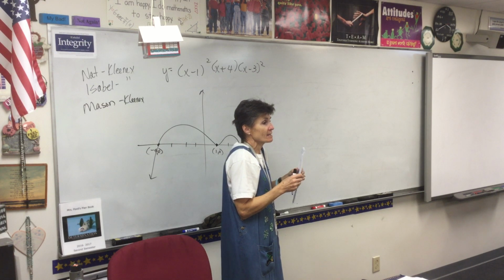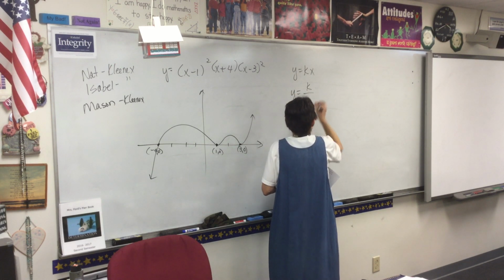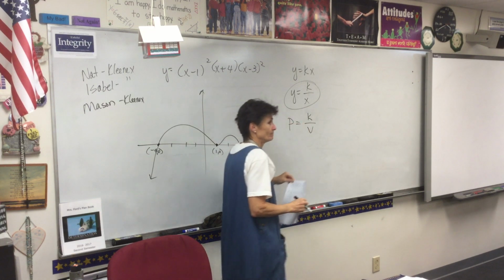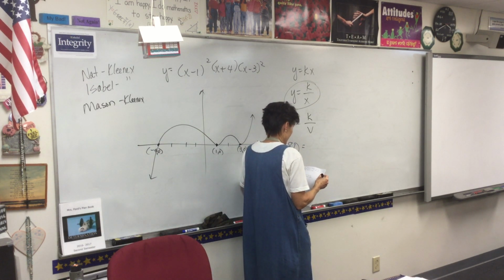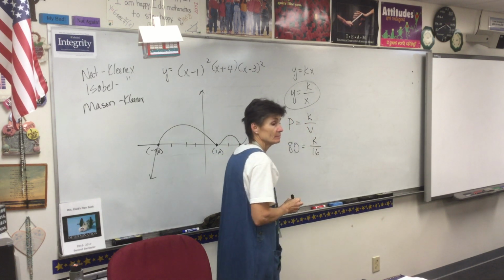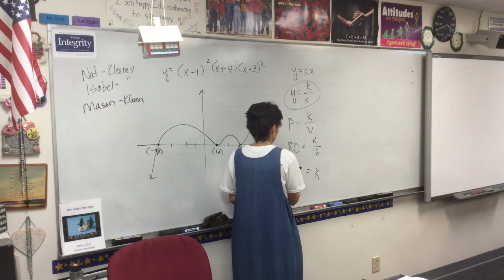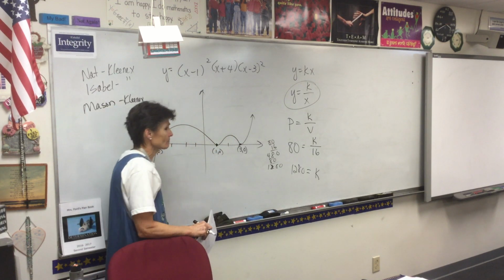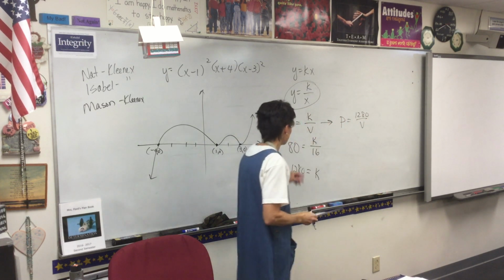Pressure varies inversely as volume. So we're thinking y equals kx or y equals k over x. It's the bottom one, inverse. Pressure varies inversely as volume. If the pressure is 80, the volume is 16. So K equals 16 times 80, which is what? 1280. So my equation is actually P equals 1280 over V, because I know K is 1280.